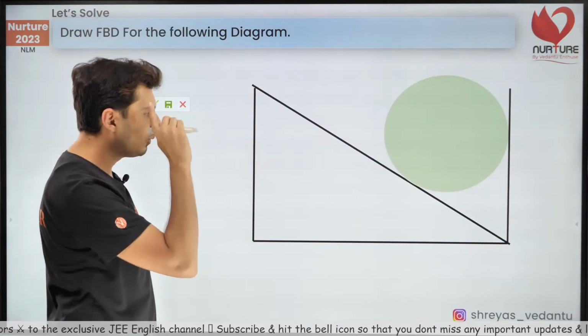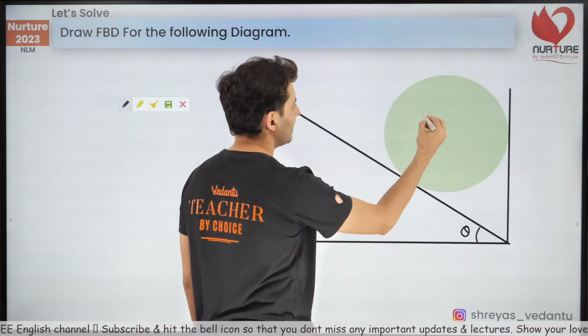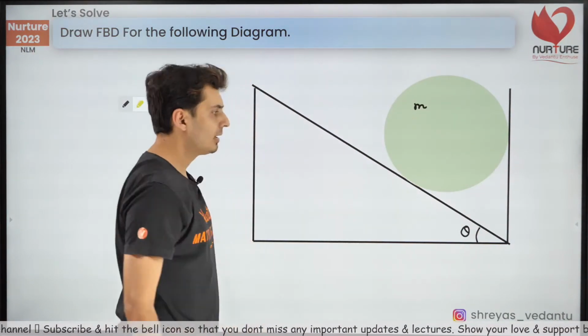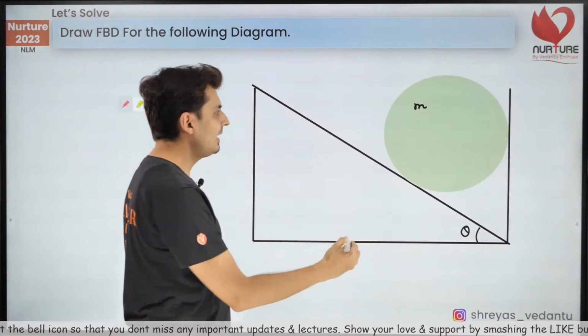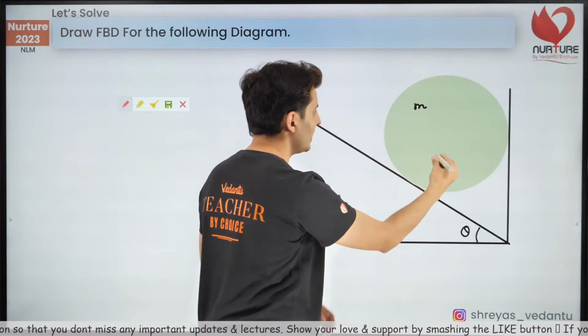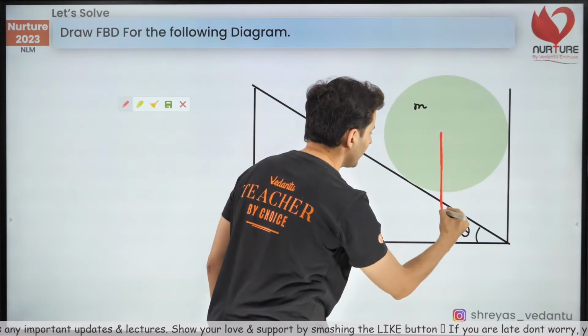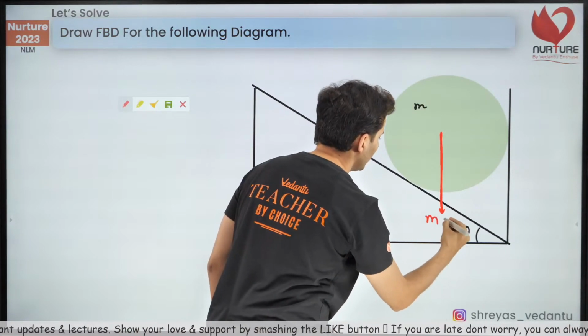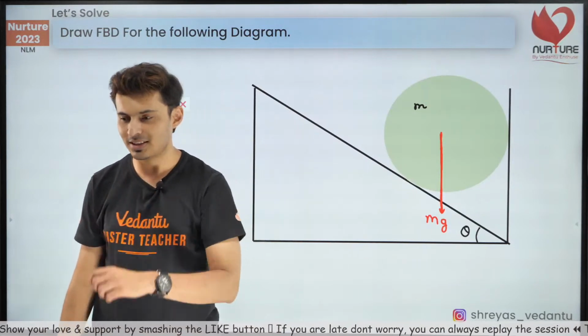Now, let's think what and all are the forces. Okay, this is theta, guys. Let's say the mass is m. Now, let's see what are the forces. Number 1, the own weight of the sphere will be acting downwards. This is the sphere's own weight, and that would be mg. How many normals should I draw? Quickly let me know in the chat box.